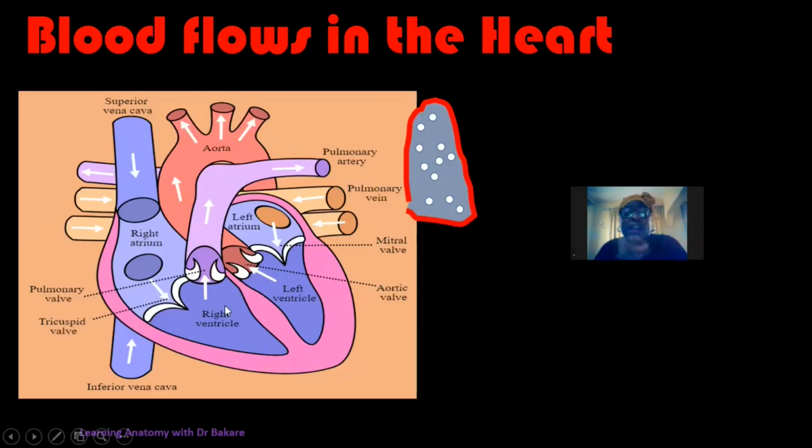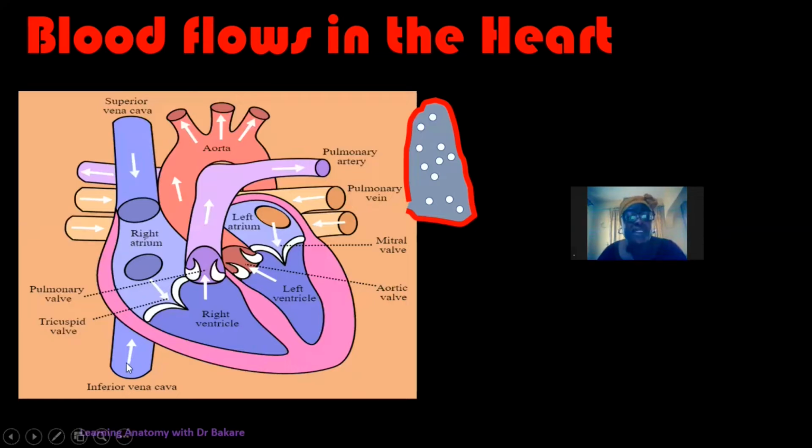And going back to how blood flows in the heart, we know that on the right side, we said we have deoxygenated blood. So how does this deoxygenated blood enter the heart? The deoxygenated blood is taken into the heart through the vena cava, which is the largest vein in the body. The vena cava is further subdivided into two. We have the superior vena cava, and we have the inferior vena cava. The superior vena cava receives venous blood from the upper region of the body, while the inferior vena cava receives venous blood from the lower region of the body.